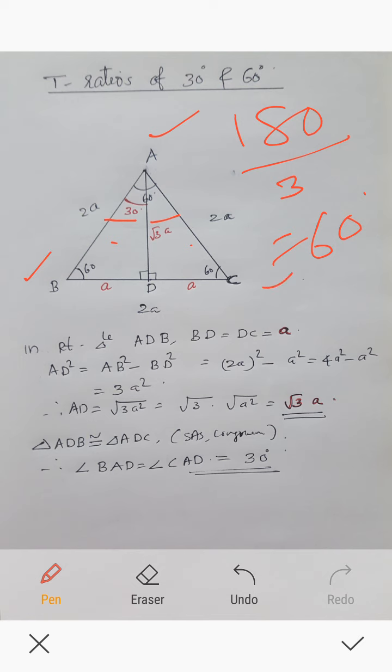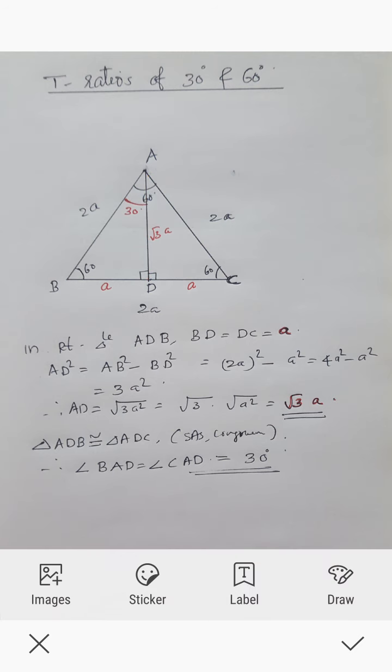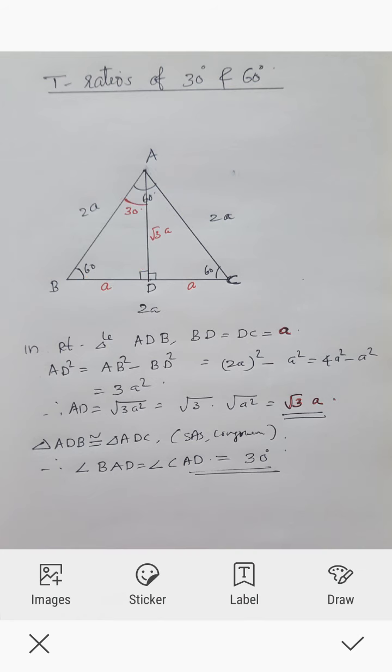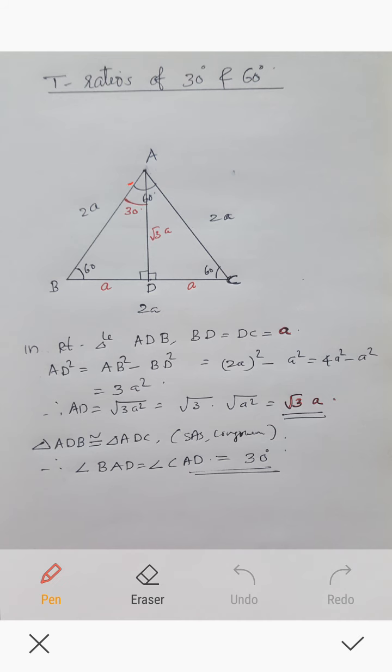And here, since these two are congruent triangles, this triangle and the unshaded triangle, these two angles will be equal by CPCT, corresponding parts of congruent triangles. And hence, if this total angle is 60 degree, we can say half of the angle will be 30 degree. Okay.